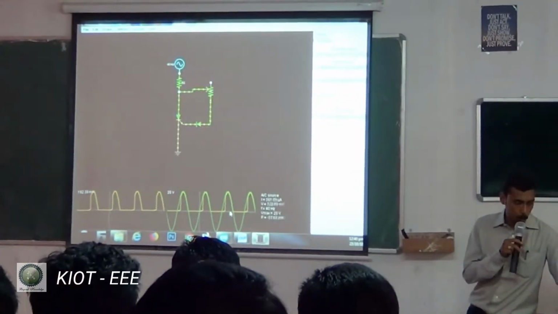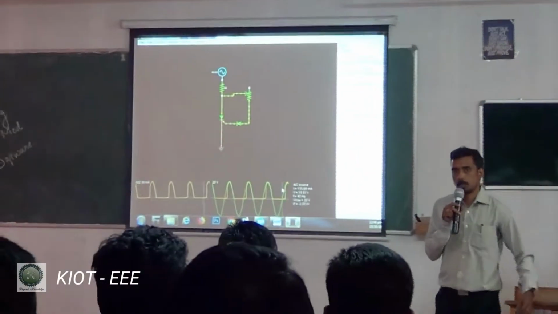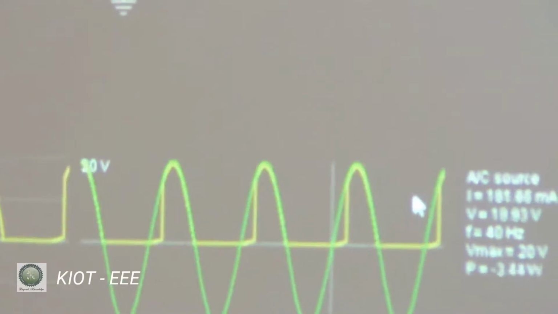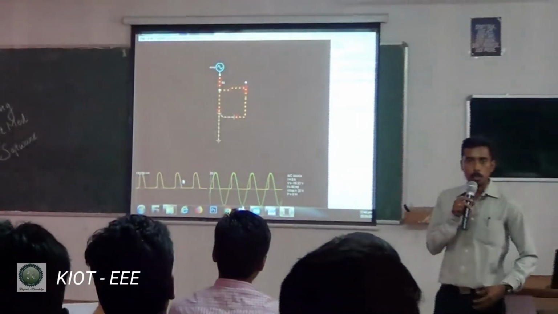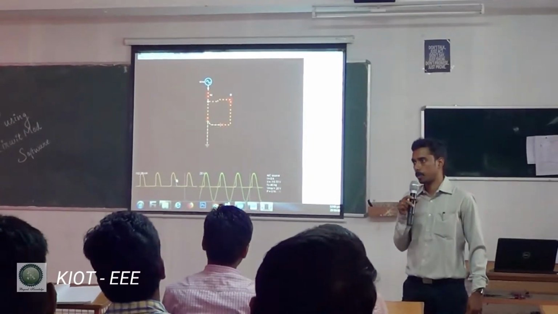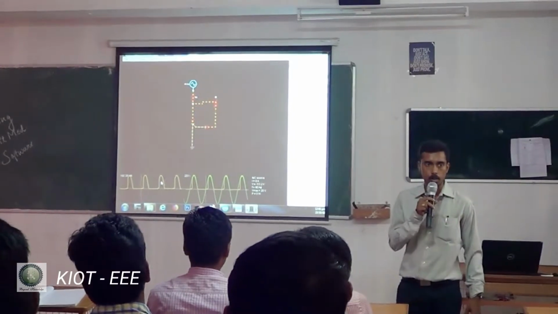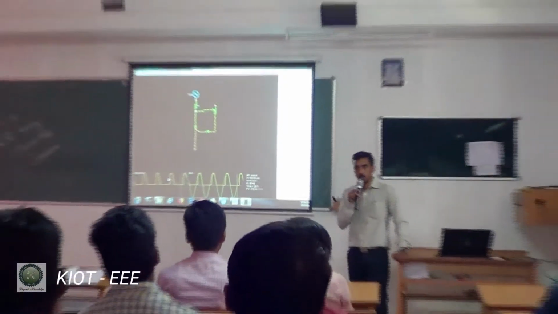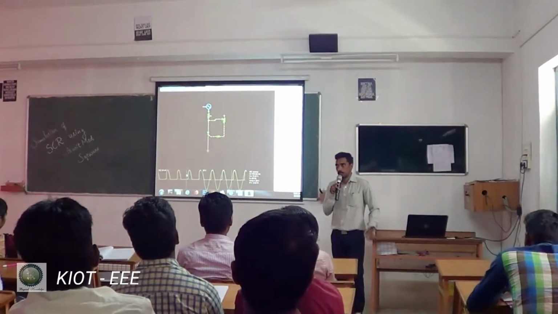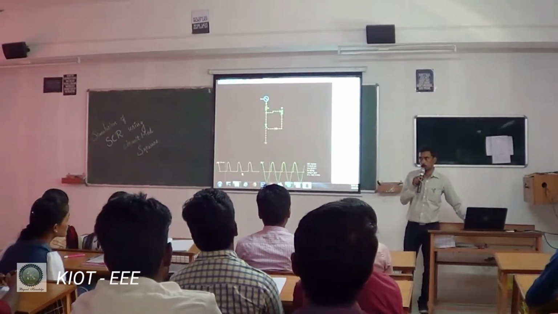And in the output you can see the input waveform. The green wave represents the input supply, and the yellow graph adjacent to it represents the output waveform. You can see that the output has only the positive cycles, because SCR is a unidirectional switch and doesn't allow the negative cycle to pass through it. Clear? You could also identify that the positive cycle is not complete. The initial portion of the positive half cycle is chopped. The initial zero crossing you don't find.